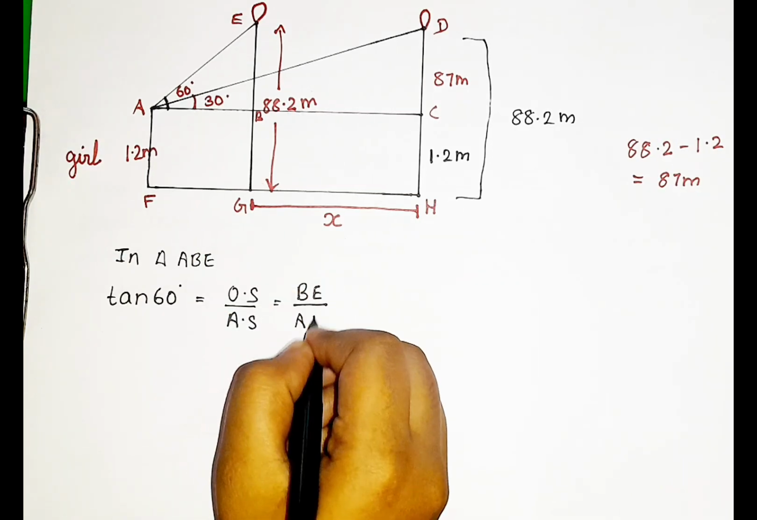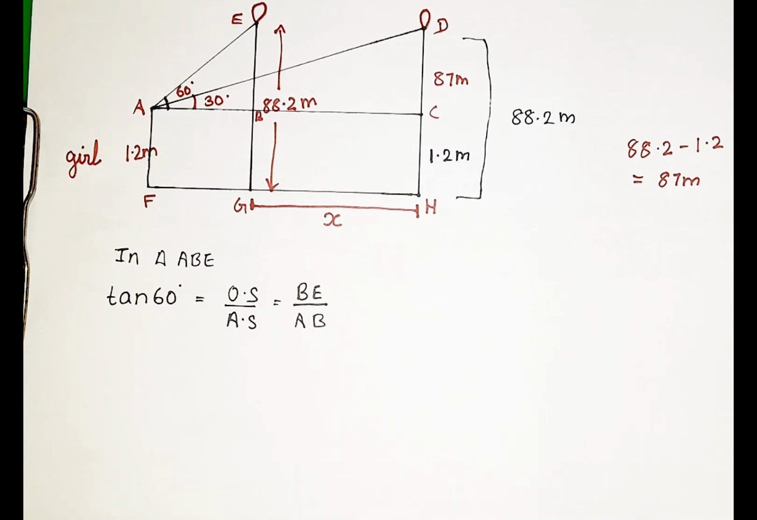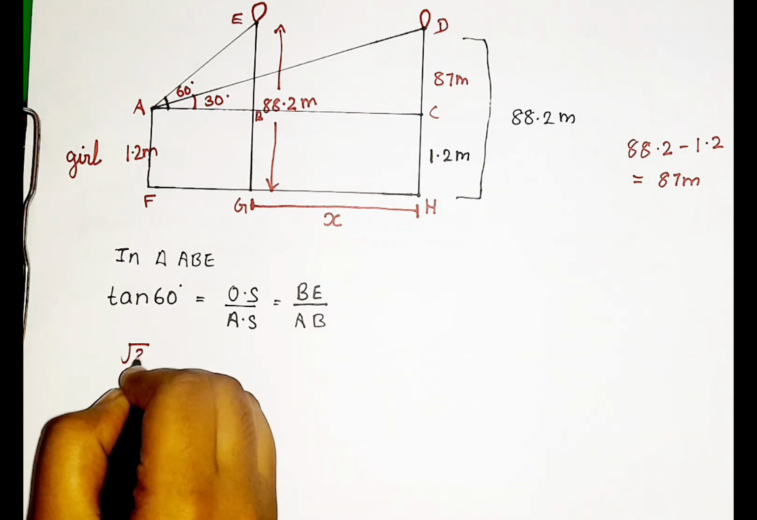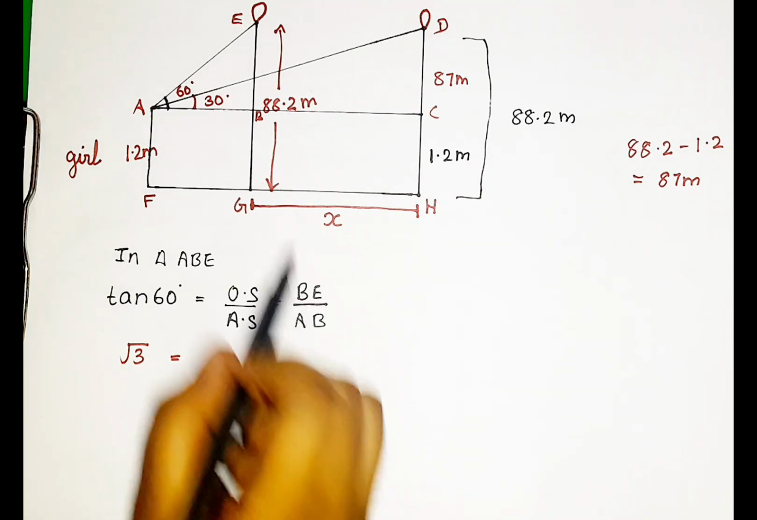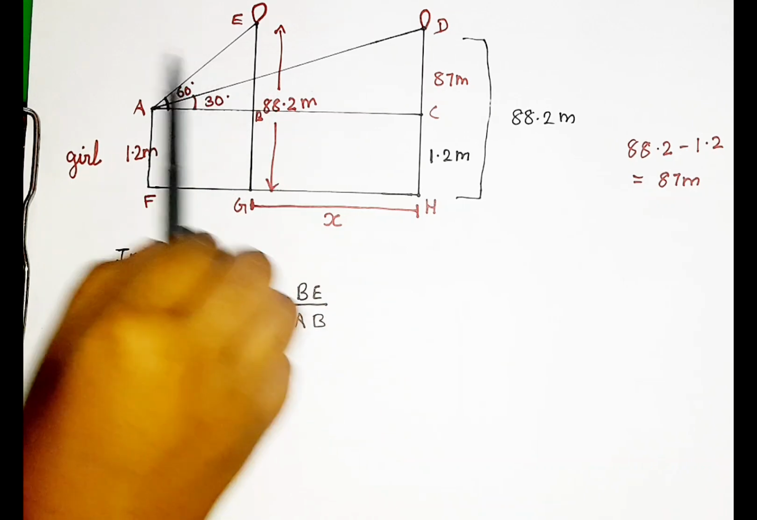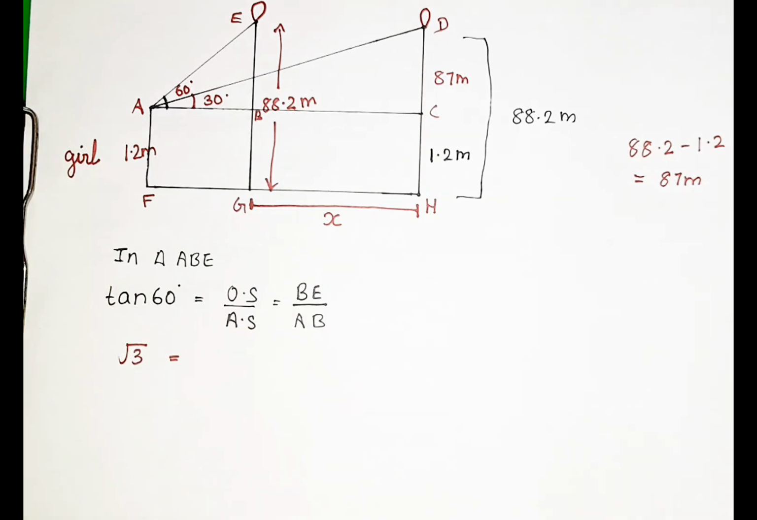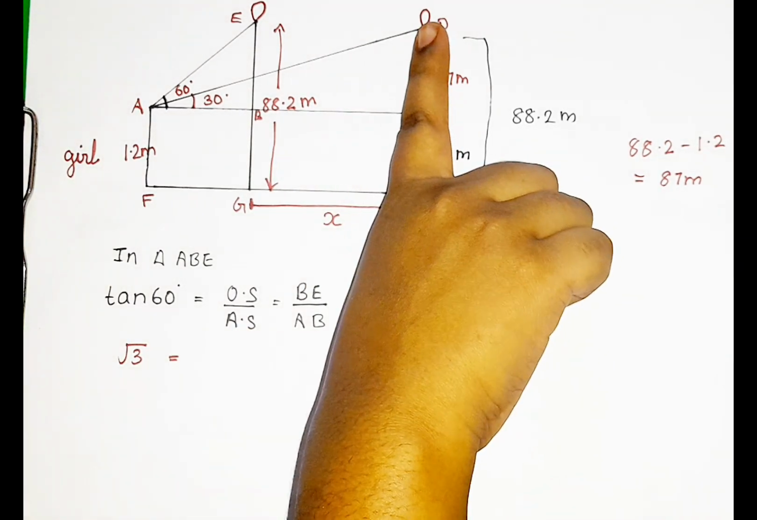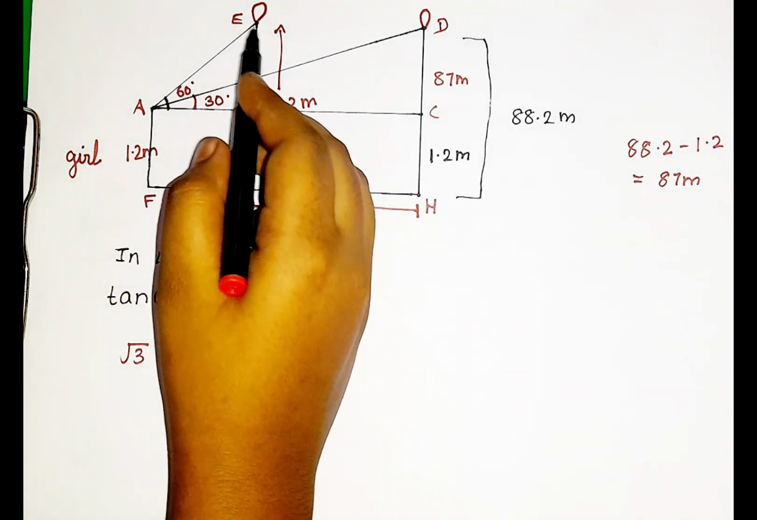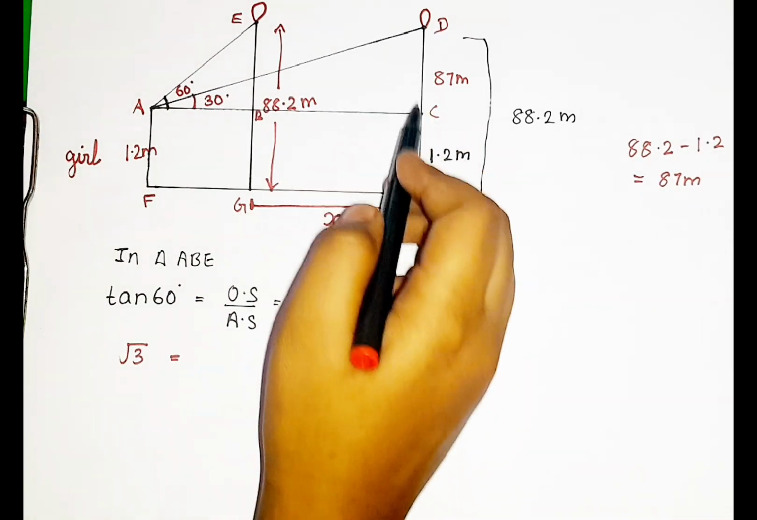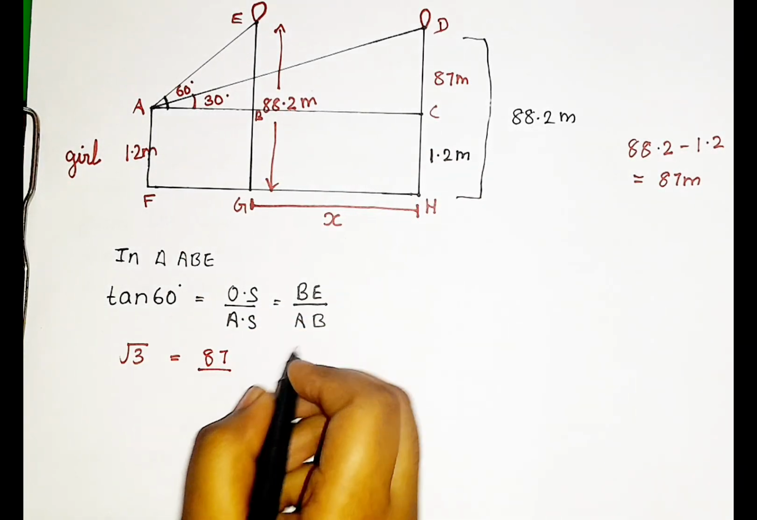Now what is the value for tan 60 degrees? The value for tan 60 degrees is root 3, isn't it? All right, so is equal to, what is the value for BE? BE is right over here. I just told you guys, we got 87, isn't it? This portion we got as 87. When you come straight, here also the value will be 87. So from here to here, the value is 87, divided by AB.